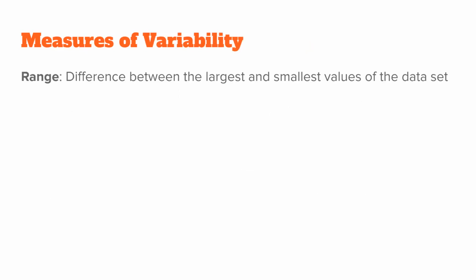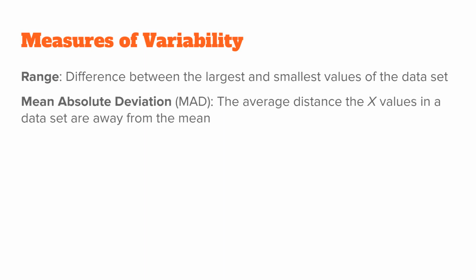So measures of variability, range then is just the difference between the largest and smallest values of a data set. We know that if you took stats with me, there's two different types of range. So this is just the basic definition that most people know.